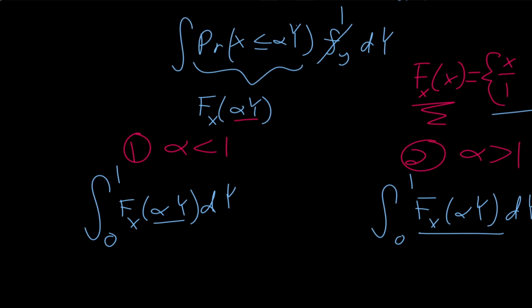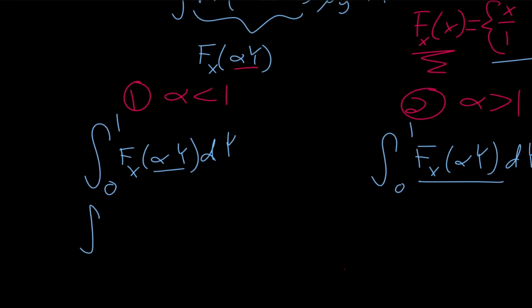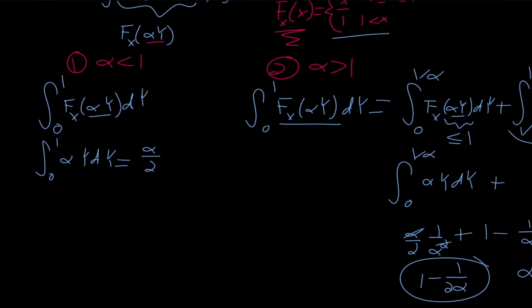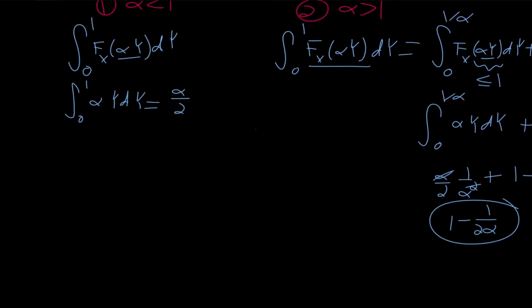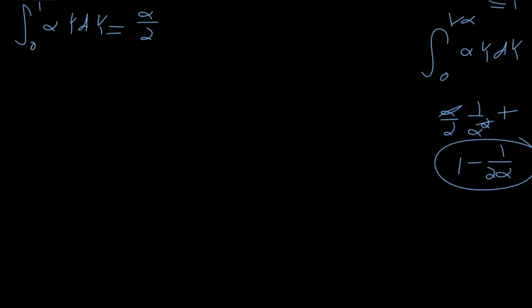So this expression right here can never exceed 1. So we have the integral from 0 to 1 of just alpha y dy, which is just equal to alpha on 2. So now we have our CDF for x on y. Combining these two parts together, what we have for the probability of x on y being less than or equal to some alpha is just the following.